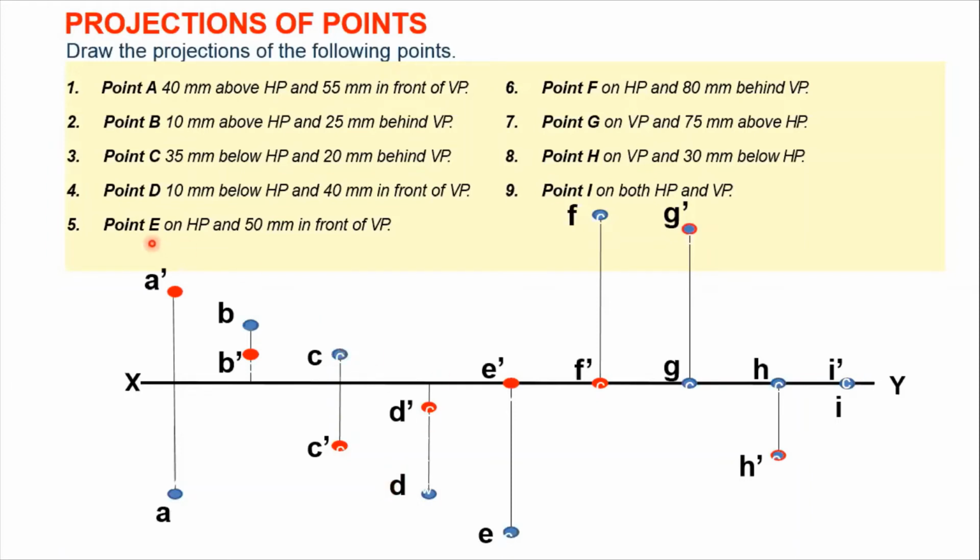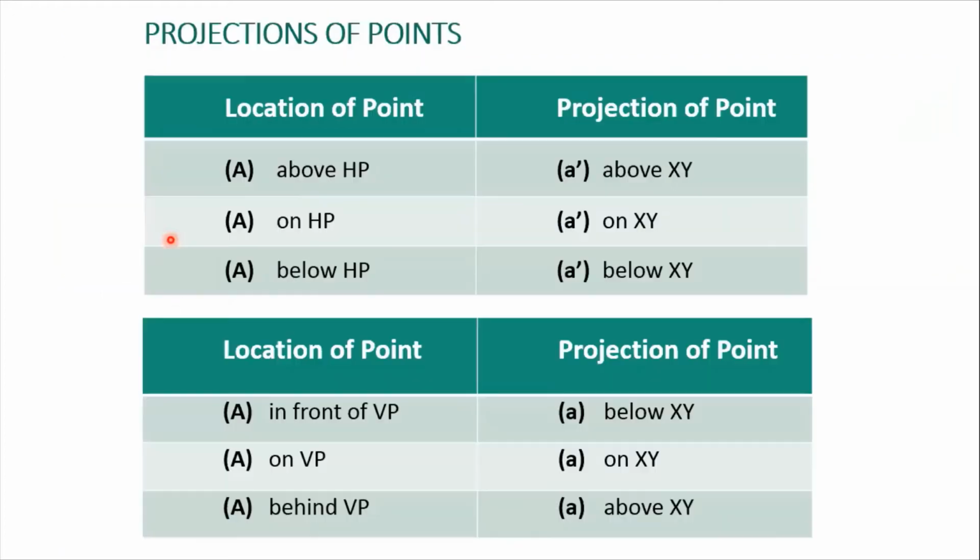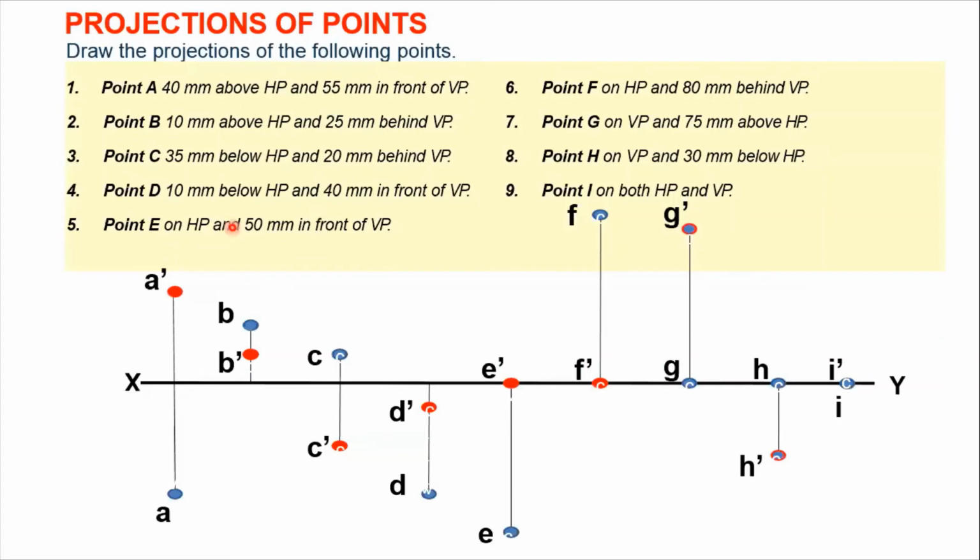Now let us solve for point E. Point E is on HP and 50 mm in front of VP. So on HP, let us see, if your point is on HP, our answer would be A dash on the XY line itself. So we'll be plotting this point E on HP, that means on the XY line itself. So we have plotted this point E dash on the XY line itself.